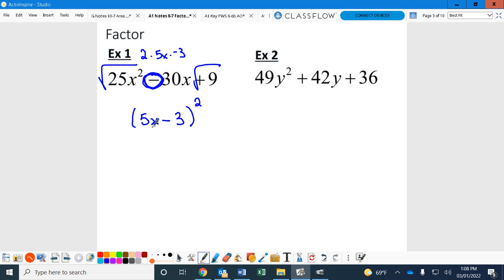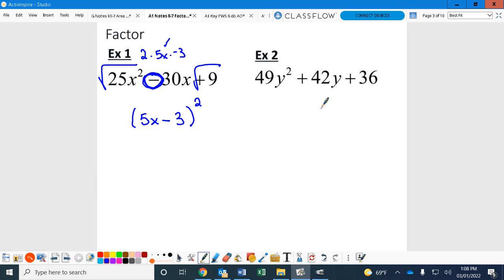It's just 2 times the things that are in the parentheses. Guys, what's 2 times 5? 10. And 10 times negative 3? Negative 30, and it's got an x on the end. Does it check? Yes, that checks. I need to see that you do this, 2 times the first times the last, on every one of your problems. I'll show you why on the next problem.